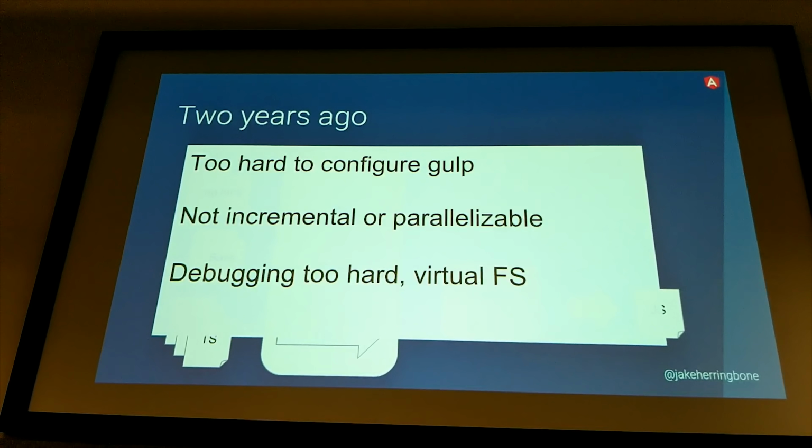It's too hard to configure it, although that's true with a lot of build tools. It wasn't incremental or parallelizable. You can express a graph of what things should happen to Gulp, but it will always do all of them, and it can't use all the cores on your machine. It certainly doesn't parallelize over 100 machines in the cloud. The debugging was really hard, partly because it has this virtual file system layer. I don't know, you might have more reasons why Gulp didn't work out.